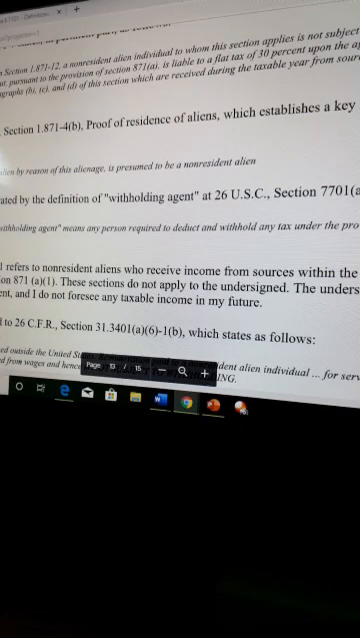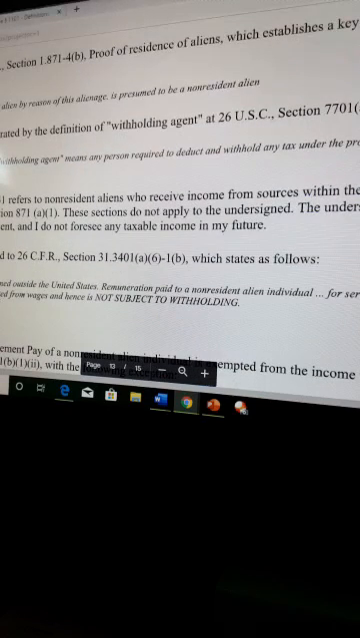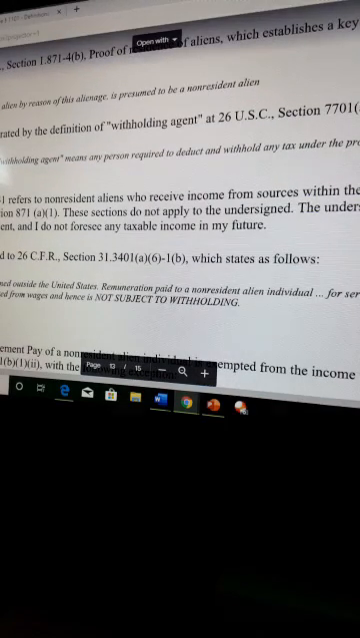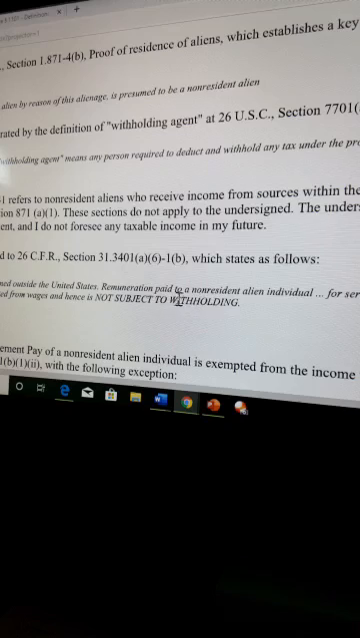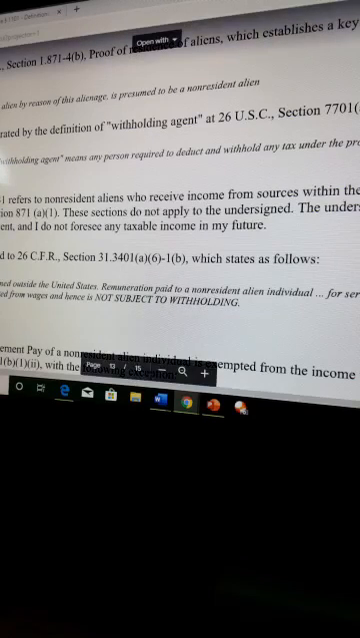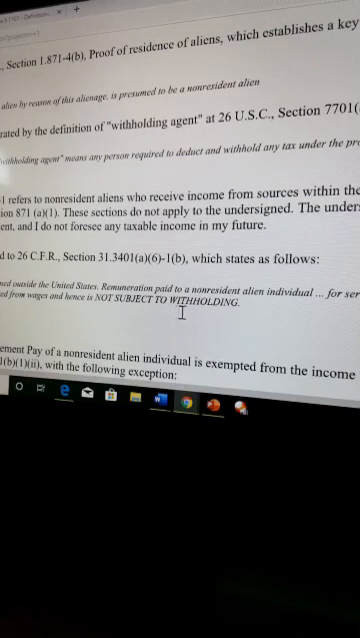Your attention is invited to Title 26 CFR Section 31.3401(a)(6)-1(b), which states as follows. Remuneration for services performed outside the United States. Remuneration paid to a non-resident alien individual for services performed outside the United States is excepted from wages and hence is not subject to withholding. Emphasis added.